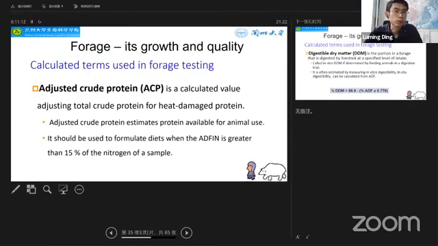Adjusted crude protein is a calculated value adjusting total crude protein for heat damaged protein. Adjusted crude protein estimates protein available for animal use. It should be used to formulate diets when the ADIN is greater than 15% of the nitrogen of the sample. So it means much more crude protein cannot be used by the animal. So we should use adjusted crude protein.